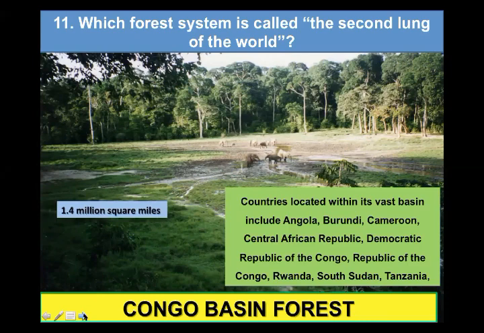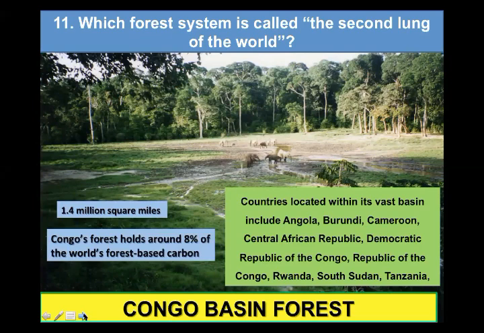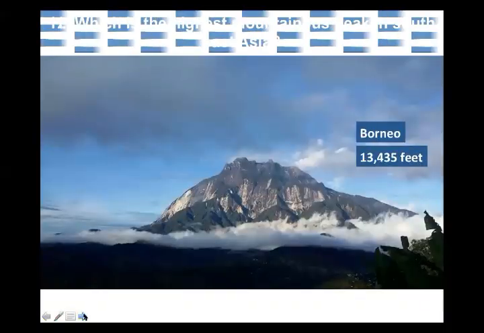It spreads over 1.4 million square miles, and that's why it is called the second lung of the world, because it holds around 8% of the world's forest-based carbon sequestration. That's why it's called a lung, because it sequesters the carbon existing in the atmosphere, the same function done by the Amazon. So the Congo forest from Africa holds around 8% of the world's forest carbon sequestration.